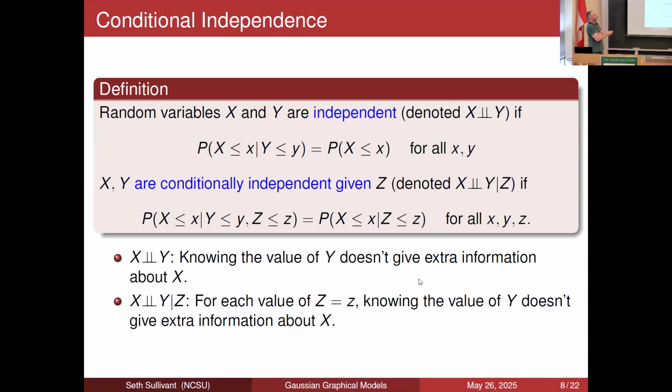But to me, these expressions are more intuitive because of the explanatory way of thinking about independence. So these formulas for independence and conditional independence translate into the following, in layman's terms. If x is independent of y, knowing the value of y doesn't give you any information about x. And conditional independence, the same thing, but conditioned on z. So for each value of z, knowing the value of y doesn't give you any extra information about x.